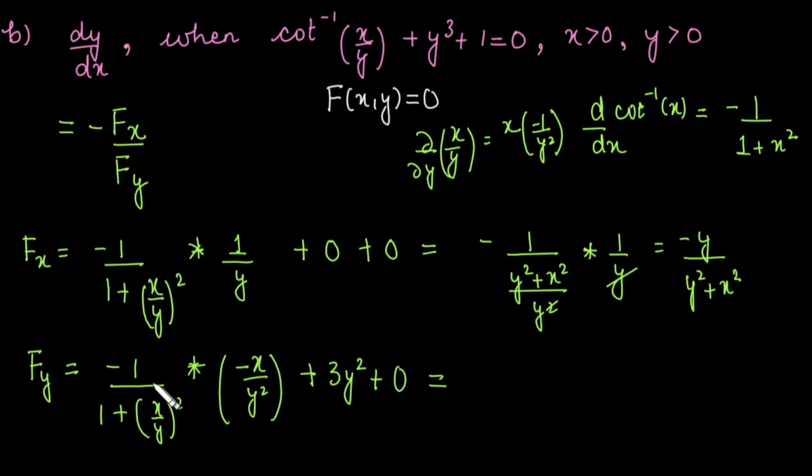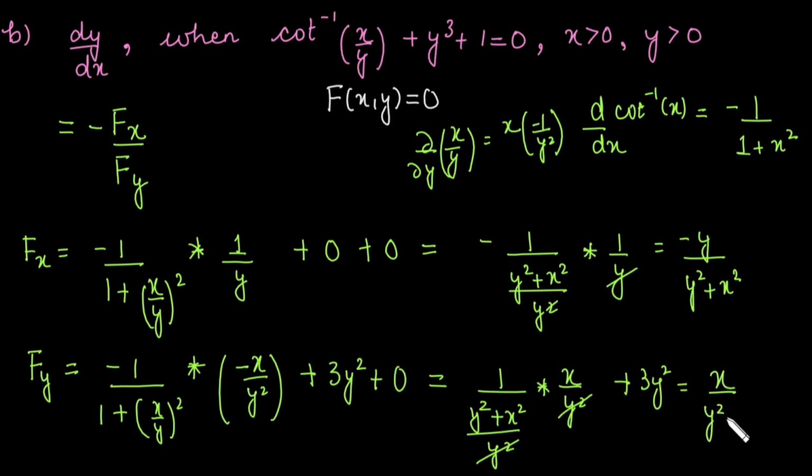Simplify this, we can write this term is equal to negative negative is a positive x by y square and the starting term is written as 1 upon y square plus x square divided by y square. So this y square gets cancelled with this one plus this 3y square as it is. Simplified form in this case is equal to x by y square plus x square plus 3y square. Substitute these values of partial derivative of function with respect to x and y in this case, and after that you will get the derivative of y with respect to x.